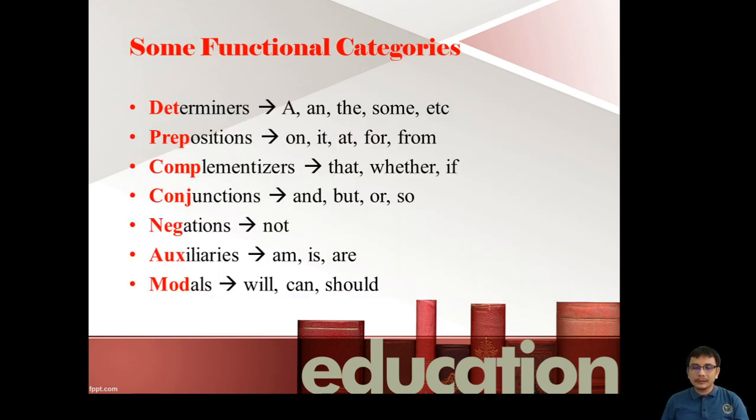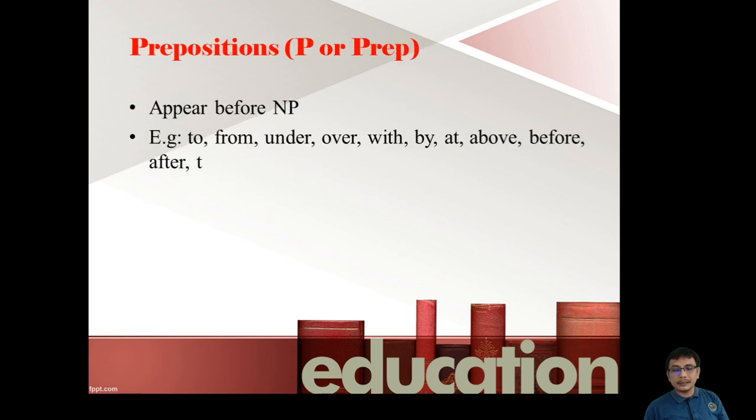Let me now talk about some functional categories because functional categories are relatively more complex and more difficult to explain. But we can divide them into several ways of categorization. For example, some syntacticians will divide them into determiners, preposition, complementizer, conjunction, negation, auxiliaries, and modals. You can see these are some examples of these categories.